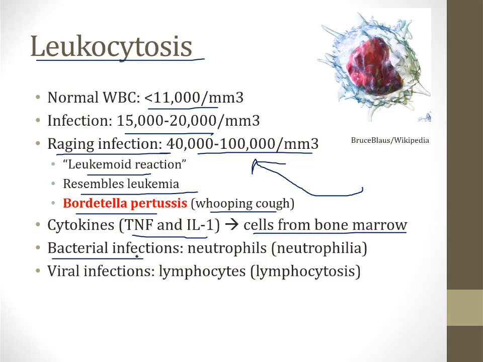Bacterial infections usually cause a rise in neutrophils. This is called a neutrophilia. And in the setting of viral infections, there's usually a rise in the lymphocyte count. This is called a lymphocytosis.